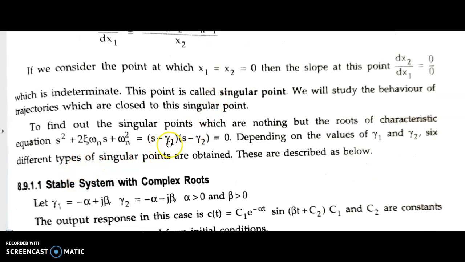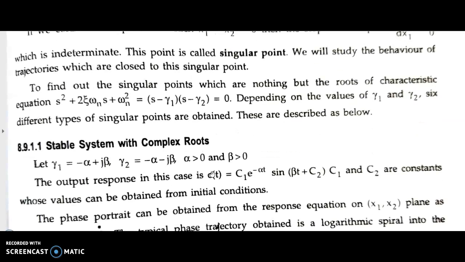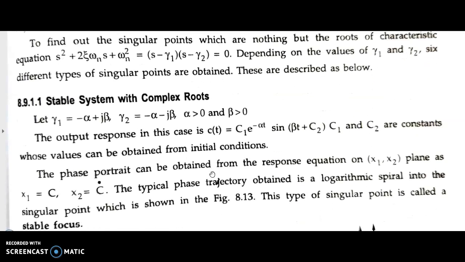For example, they have taken (s minus gamma 1)(s minus gamma 2), where these two are roots of the equation. Depending upon these two roots, these 6 different types of singular points are obtained. So we are going to discuss 6 singular points with respect to the roots of the given equation. If they ask about the different types of singular points, you just have to write this concept.